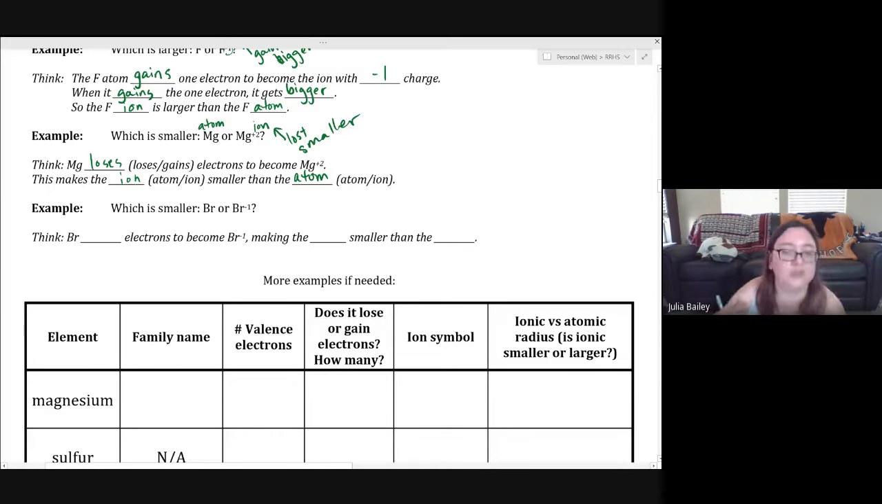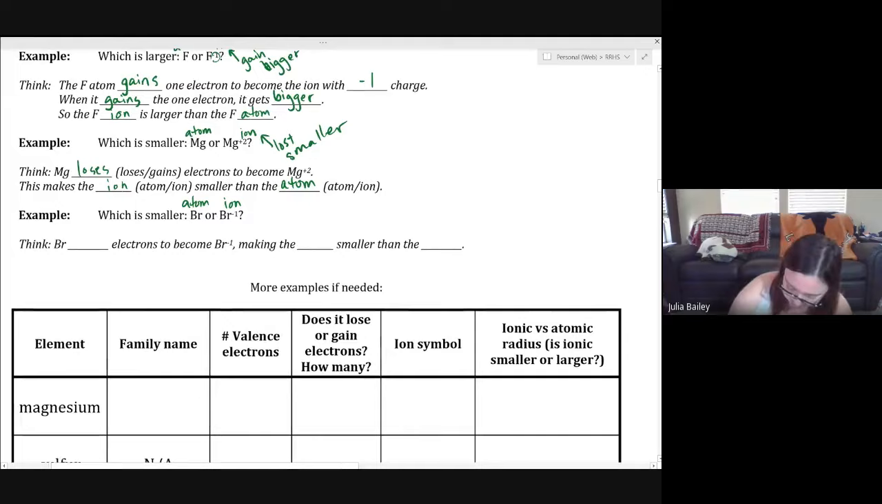And our final example, which is smaller, bromine or the Br-1 ion? Again, the one with no charge is the atom, and the one with the charge is the ion. If we think about it, bromine, to become bromine-1, has to gain electrons. Bromine, if you check, is a halogen. All the halogens gain an electron to get a -1 charge. And that means that if the ion has gained, the ion is bigger, and they are asking which is smaller, so the atom is smaller than the ion for bromine.